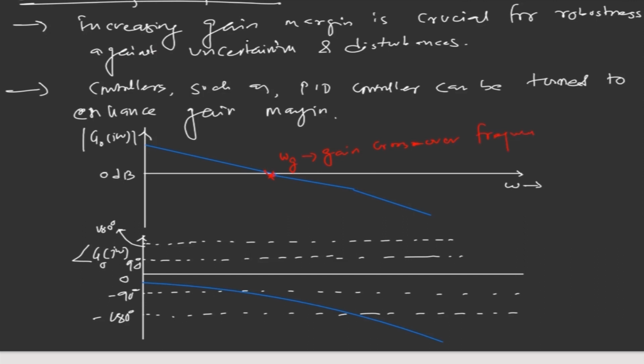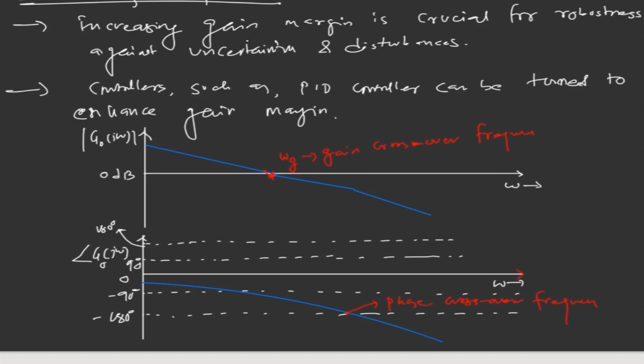And the point where the phase angle of the open loop transfer function crosses the minus 180-degree line is called the phase crossover frequency. This is also an omega, because the phase angle can also be written in terms of frequency.